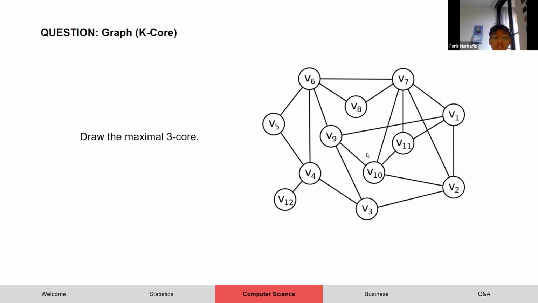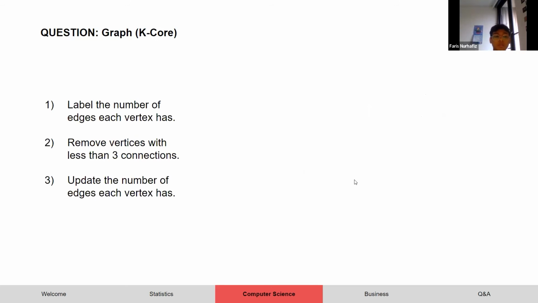And the last question, let's take a look at graph K-Core, particularly when the question asks for us to draw the maximal 3-core. So how do we go about this? As Mead has explained, we want to label the number of edges each vertex has, or what we call the degree. We want to remove vertices with less than 3 connections because we want to draw the maximal 3-core, and then update the number of edges each vertex has, or the degree of each vertex.